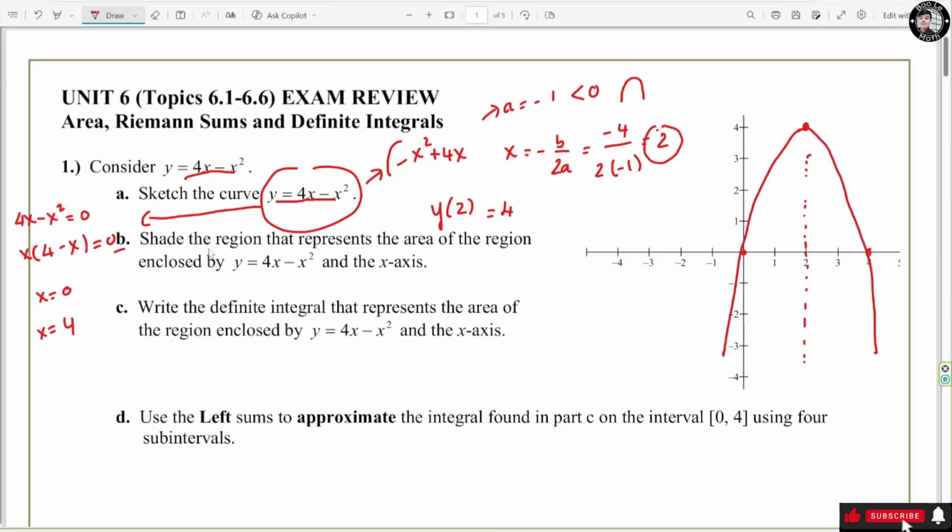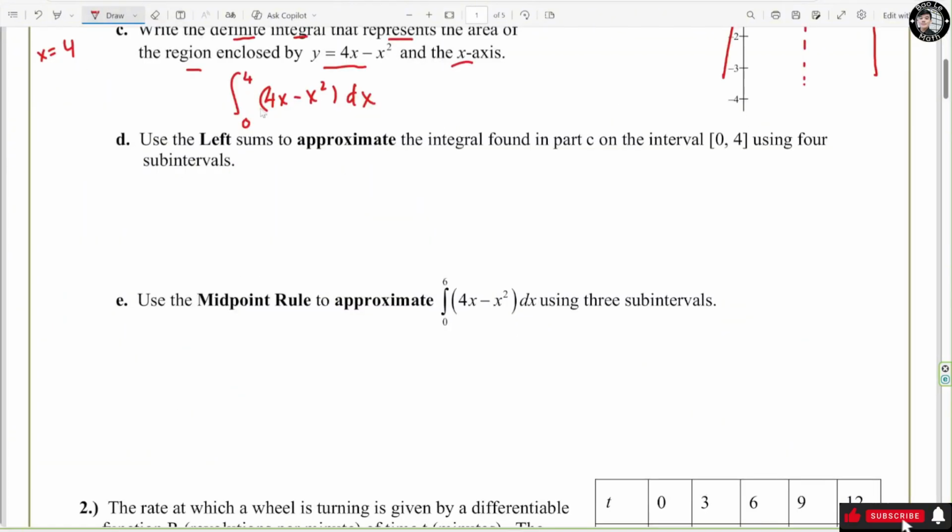Now question B. Show the region that represents the area of the region enclosed by y equals 4x minus x squared and the x-axis. So it's going to be something like this. Question C. Write the definite integral that represents the area of the region enclosed by y equals 4x minus x squared and the x-axis. So it could be the integral from 0 to 4, from here to here, of 4x minus x squared dx. That's it.